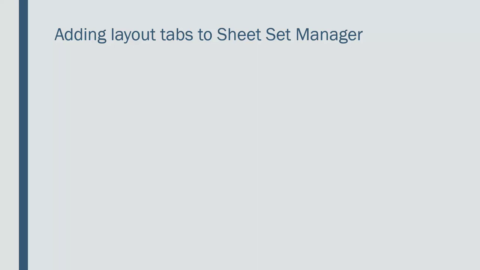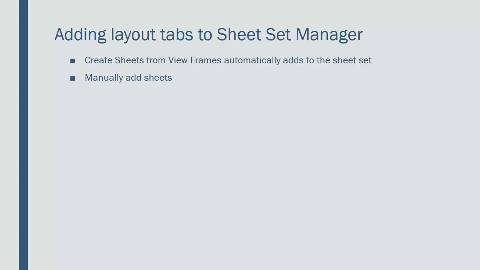So now let's look at adding layout tabs to the sheet set manager. It's an important part of the sheet process here. If you use the Create Sheets from View Frames tool, so you've data referenced in View Frames and create sheets from those View Frames, that process automatically adds to the sheet set for you. If you don't use that process and you need to manually add sheets, and that happens quite often, there is a way to do that as well. So either way, you're covered.